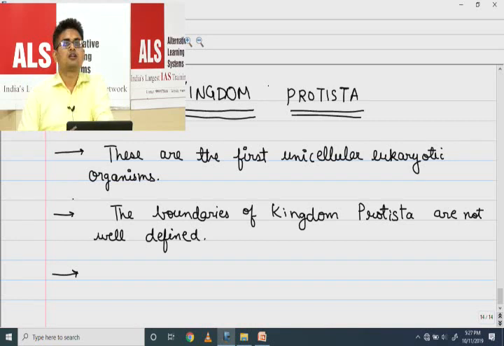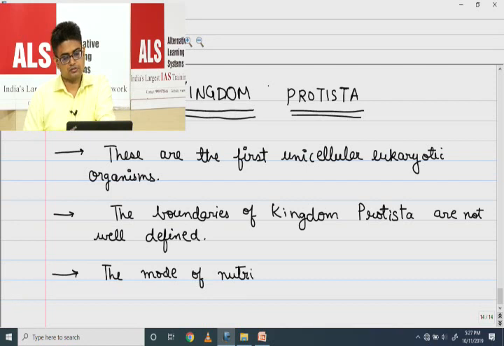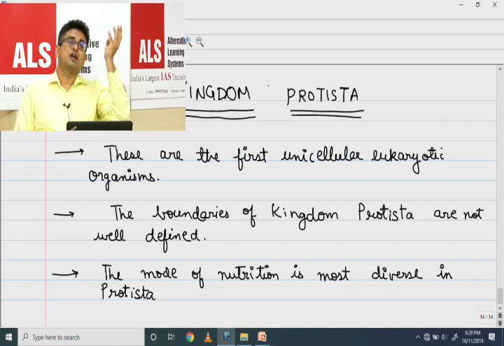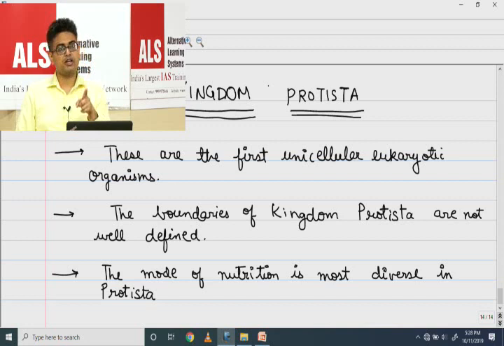Therefore, we can say the mode of nutrition is most diverse in Kingdom Protista. The organisms of this group are autotrophic, heterotrophic, as well as mixotrophic. So maximum nutritional diversity is found in Kingdom Protista, not in Monera.